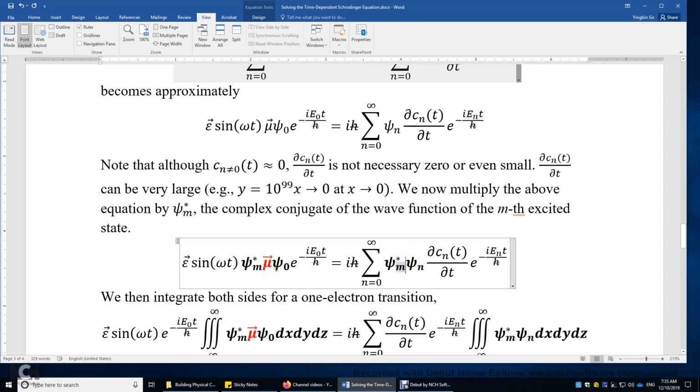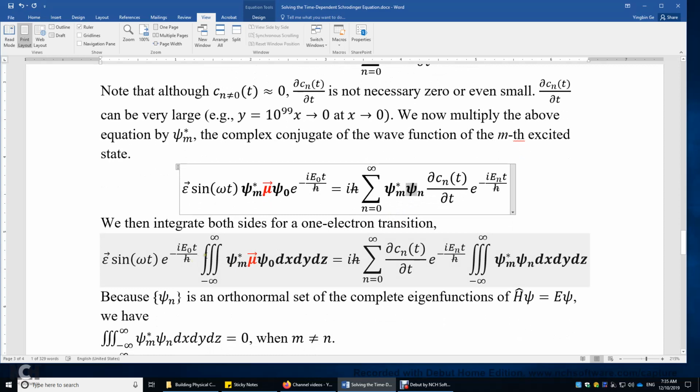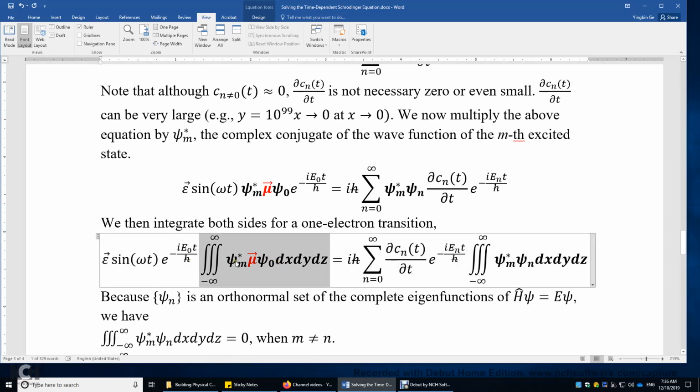So again, we're going to integrate both sides. And on the left-hand side, when we integrate this, make sure you understand this mu also does depend on x, y, and z. So we need to integrate these three terms together, the product of these three terms together. And on the right-hand side, there are only two functions that depend on x, y, and z. So this psi sub m, and this psi sub n. So really, we just need to integrate, again, over here, psi sub m, the complex conjugate of psi sub m. Mu is the electric dipole moment of the system. Psi sub 0, the wave function of the ground state.